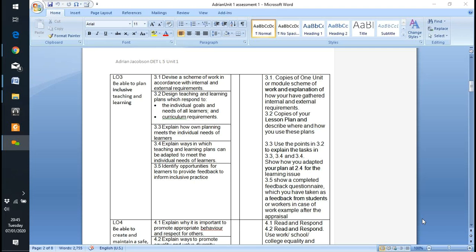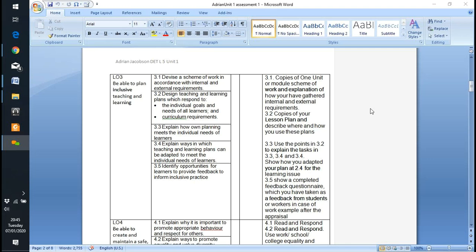So on this one, then you've got to put together, devise a scheme of work. Now you may already have one for your course. By all means, copy of that. You don't need to cover the whole course. You need to put your scheme of work in place, saying what it will be over what number of weeks. But once you've done that, design teaching and learning plans which respond to the individual goals and needs of the learners and the curriculum requirements.